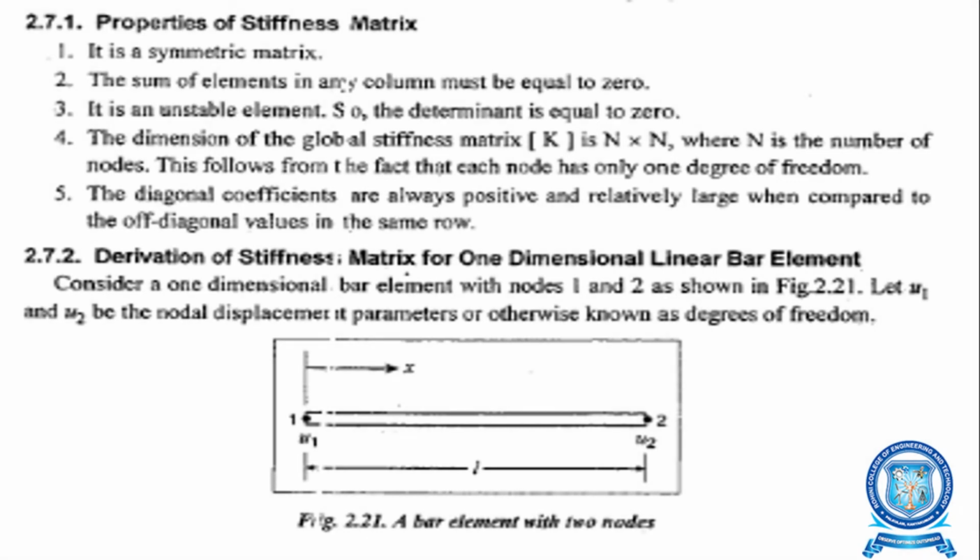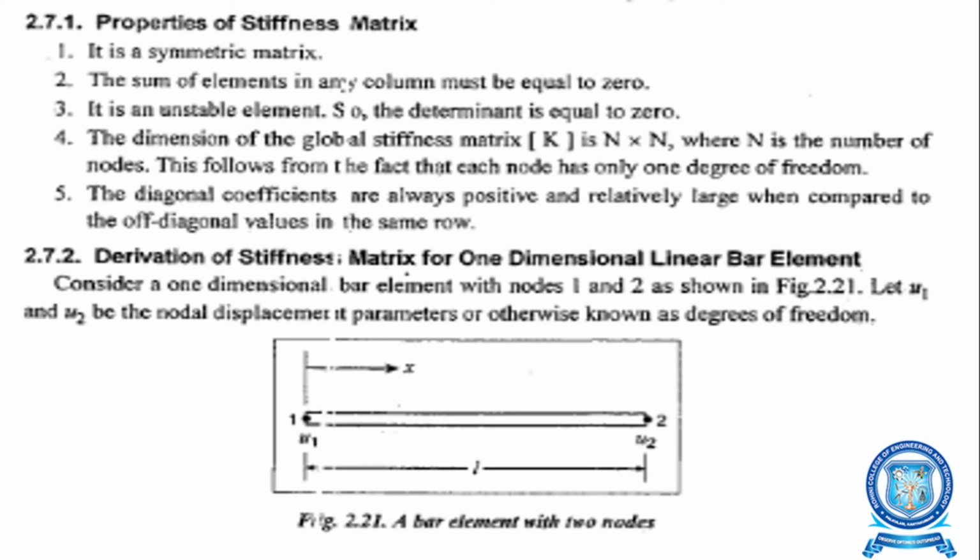The dimension of the global stiffness matrix K is n into n, where n is the number of nodes, and each node has only one degree of freedom. The last property is that the diagonal coefficients are always positive and relatively large when compared to the off diagonal values in the same row.